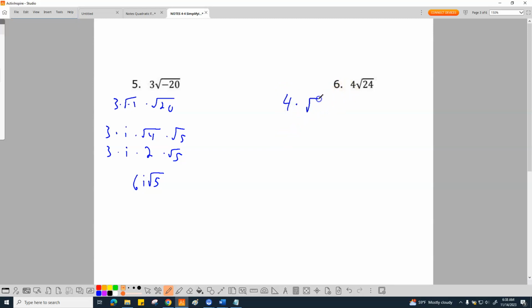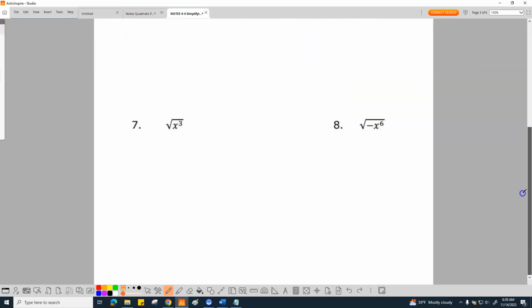Going on to number 6, I'm going to split that apart. 4 is right there, times the square root of 6 times the square root of 4. I'm going to write everything out. My square root of 6 does not simplify, but my square root of 4 does, and it simplifies down to 2. Now I'm going to draw. Everything is simplified down. My 6 stays inside the house, and I have a 2 and a 4 outside, which when multiplied goes like that.